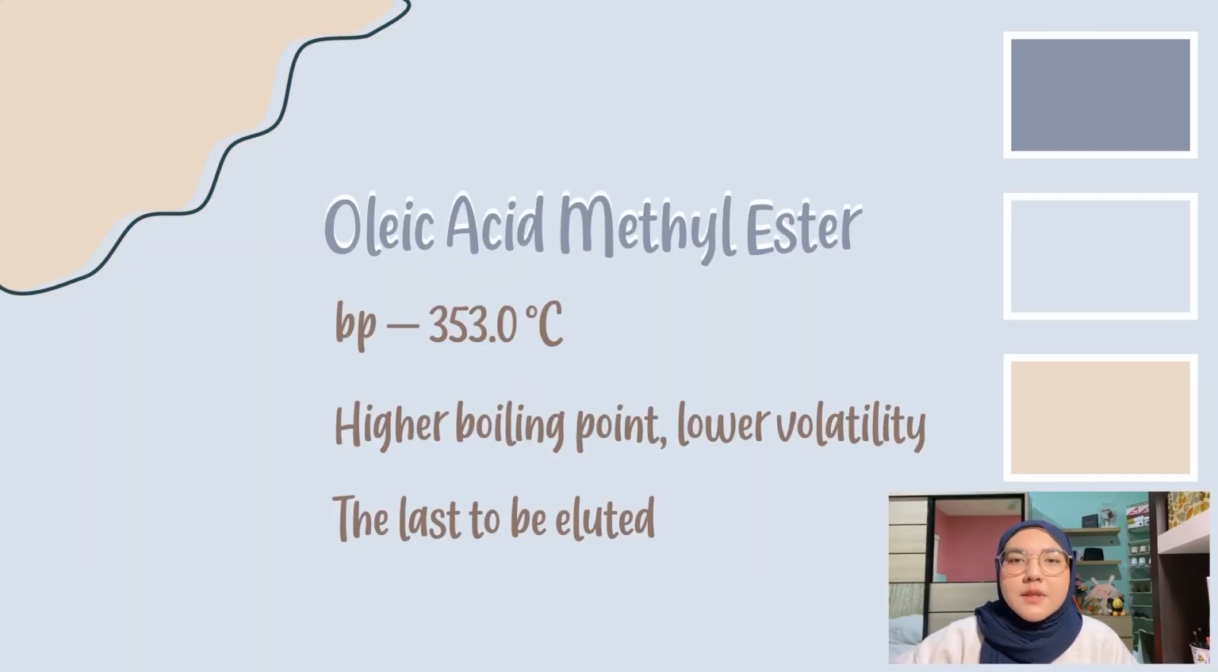Meanwhile, oleic acid methyl ester boiling point is 353.0 degrees Celsius. The higher the boiling point of the fatty acids makes the volatility of the fatty acid becomes lower. Hence, oleic acid methyl ester will be eluted later than allylic acid in terms of boiling point and the last to be eluted between 4 of them.